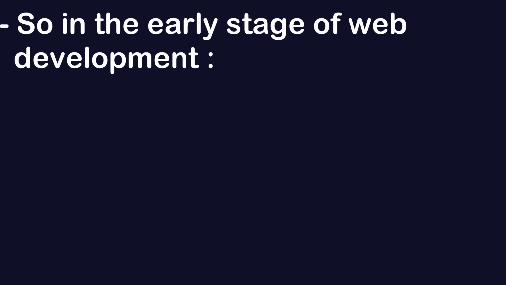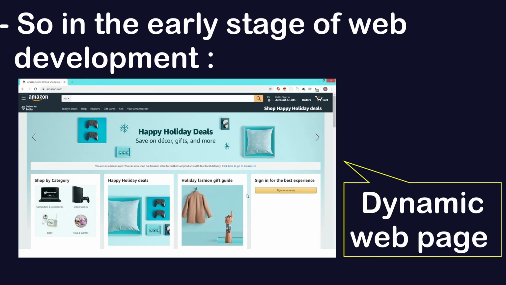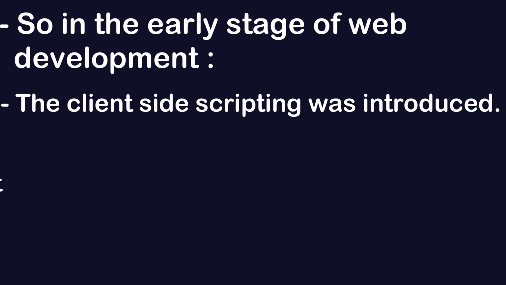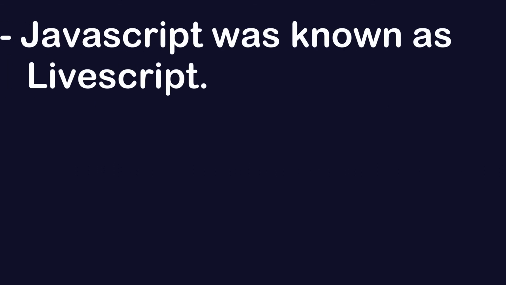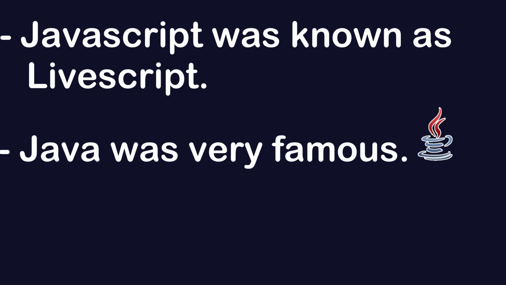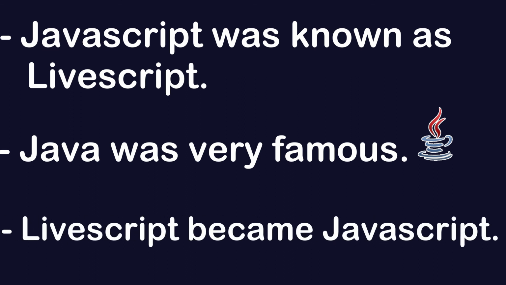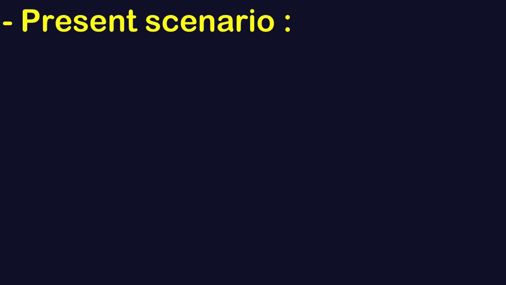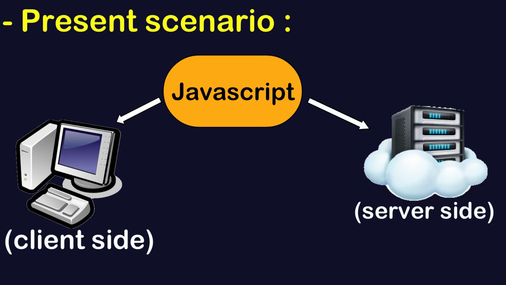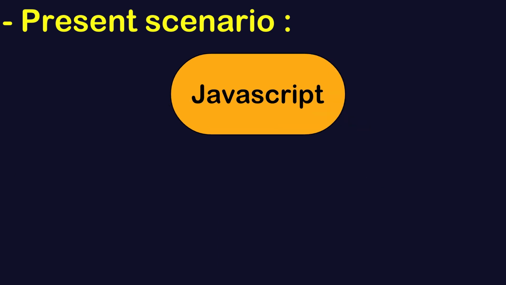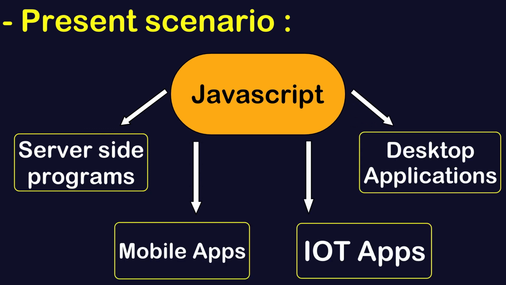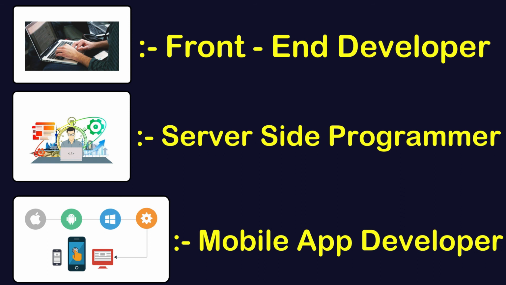So in the very early stage of web development, when this kind of dynamic web page functionality was needed, client-side scripting was introduced. There were many client-side scripts, but JavaScript has evolved as one of the most used scripting languages. JavaScript was known as LiveScript, but at that time Java was a very famous language, so to take advantage of the name, LiveScript became JavaScript to become popular quickly. In the present scenario, JavaScript runs everywhere, that is on client, server, mobile, and every type of device. And the development is not limited to only client side. You can make server side programs, mobile apps, IoT apps, desktop applications, and much more using JavaScript. So it is really important to know JavaScript as it gives you good and wide career options as a developer.